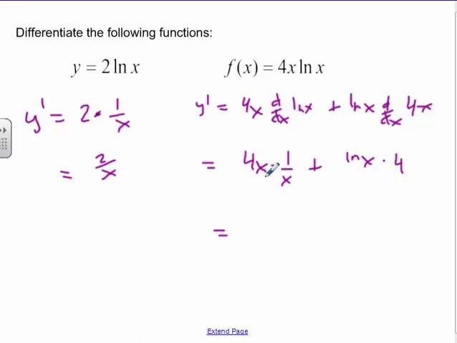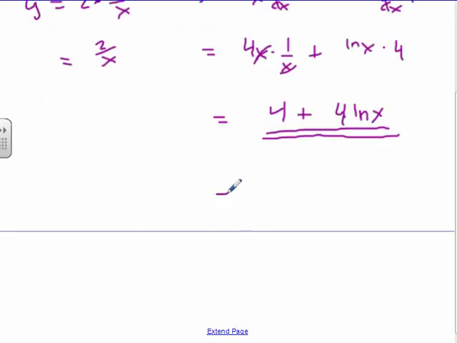Clean it up a little bit. That'll cancel, so I'll just give you 4. And then that'll give you 4 ln x. There we go. There is our derivative. One more thing you could do, you could factor, by the way. You could do 4 bracket 1 plus ln x.